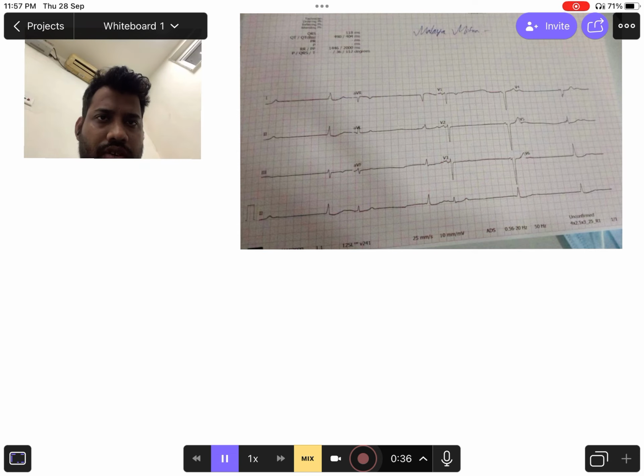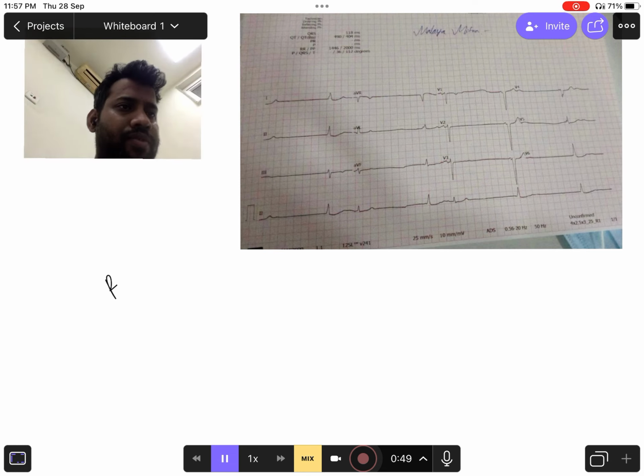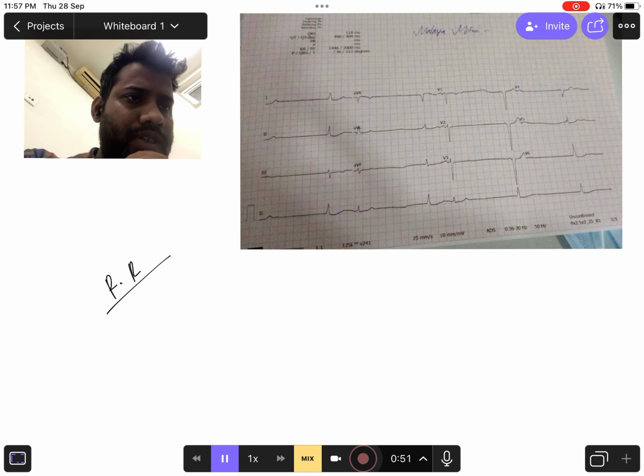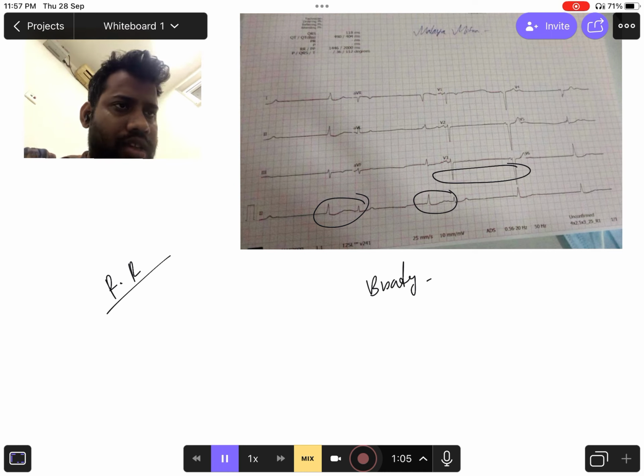If we see the ECG, at the very first we should check all the parameters, the paper speed and the voltage. They are all normal. But whenever we see the ECG, we can see that the RR interval is not very regular here. In some portions the RR interval is very normal like this, and in some portions the RR interval is very prolonged. So we can see that there is some bradycardia as well as some tachycardia.